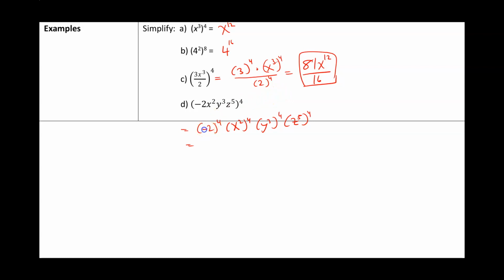So negative 2 to the 4th is negative 2 multiplied 4 times. That's going to be 16. 2 times 4 is x to the 8th. 3 times 4 is y to the 12th. And 5 times 4 is z to the 20th.